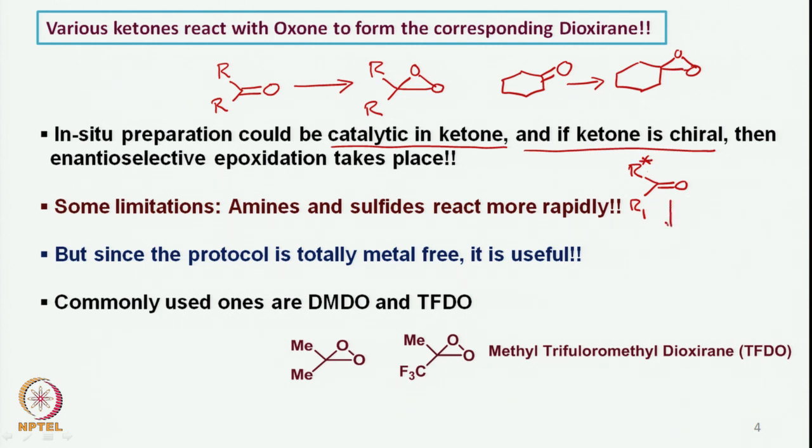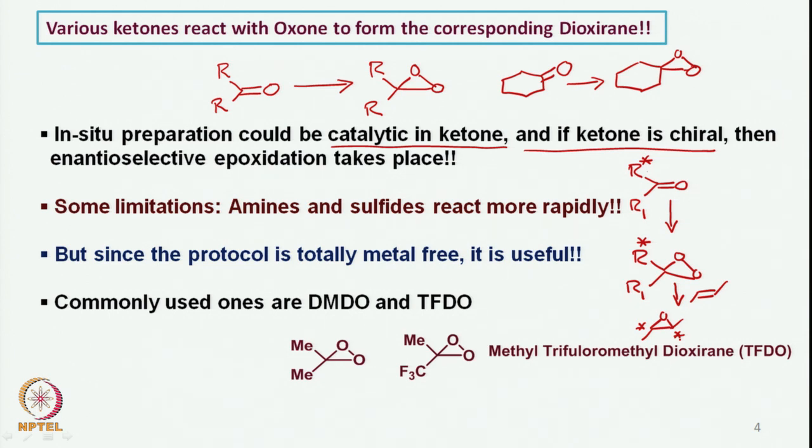So once the corresponding dioxirane is formed, which now contains elements of chirality in terms of the R group here, when this transfers the oxygen to the corresponding olefin, then one can expect that the epoxide that is going to form would be optically active. So you have two asymmetric centers here, and if these two groups are different, of course, then you will have a chiral epoxide. I will show you the examples later on.